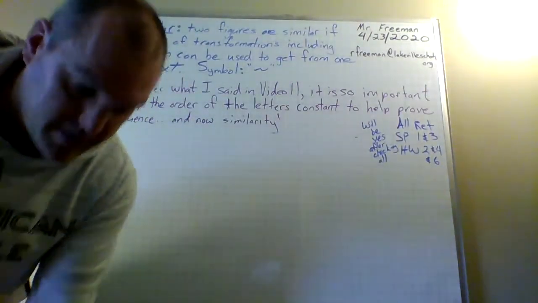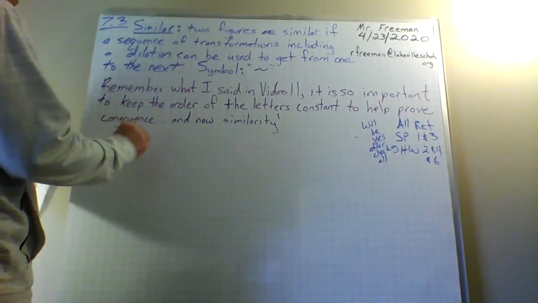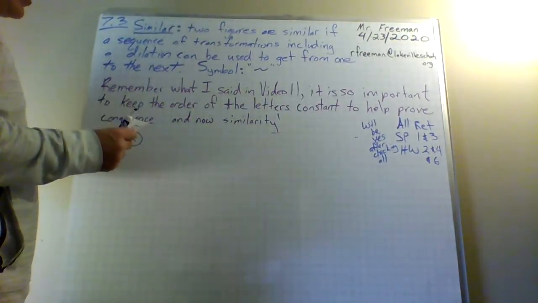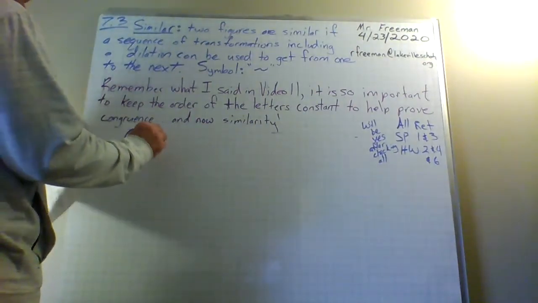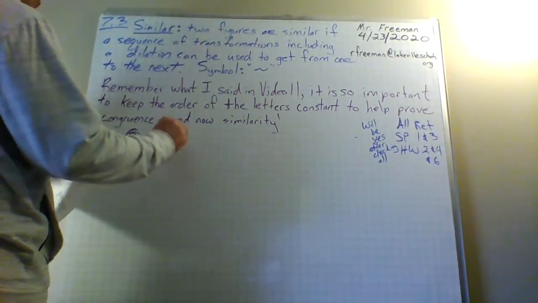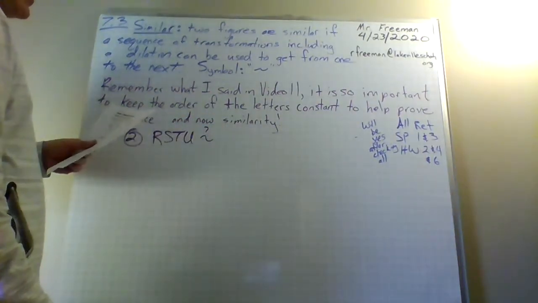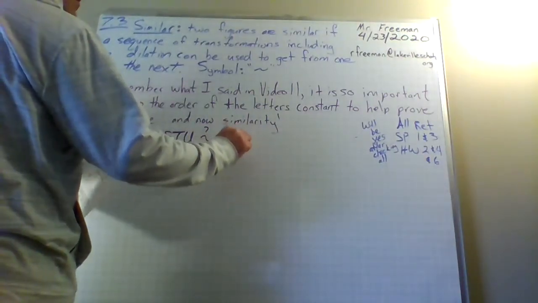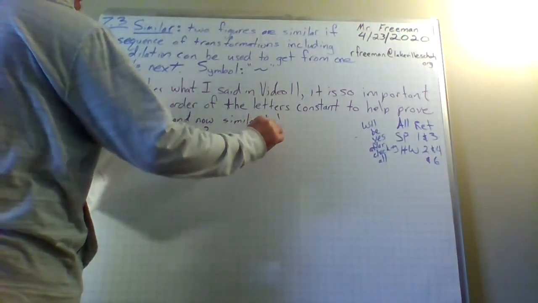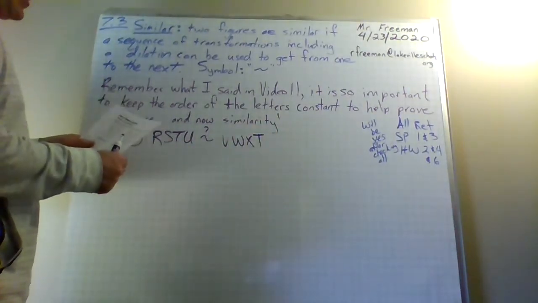On the homework practice, I chose 2, 4, and 6. So on number 2, you have quadrilateral RSTU. And we want to know if that's similar to, if I do RSTU, that means I have to do VWXT. That's because that's the same order as RSTU according to the drawing.